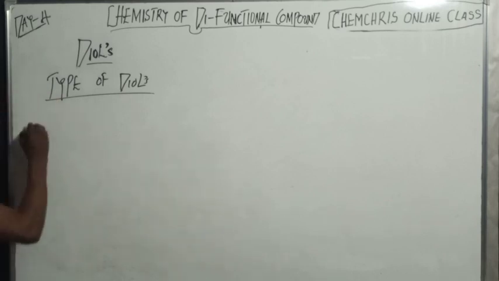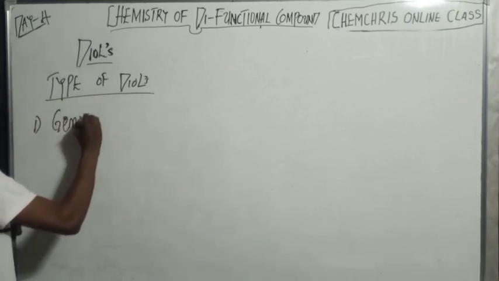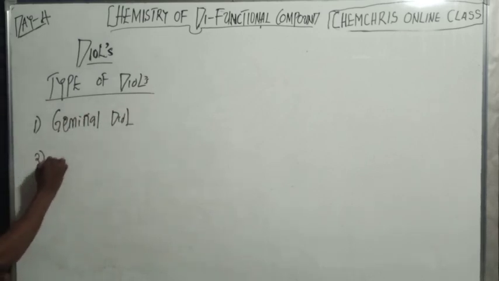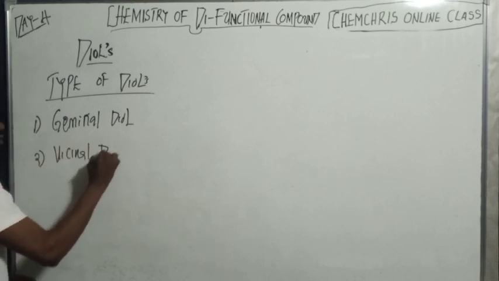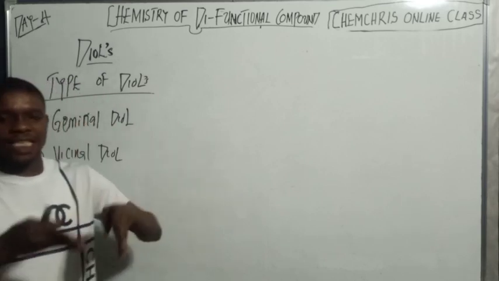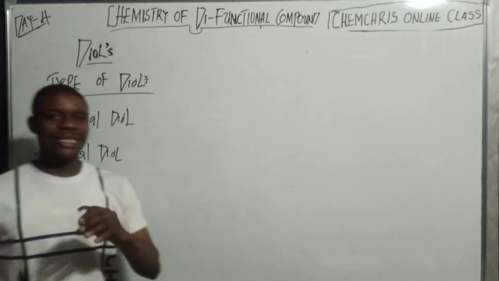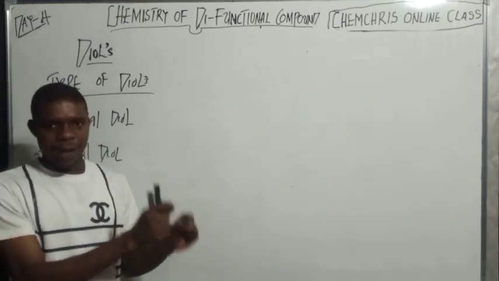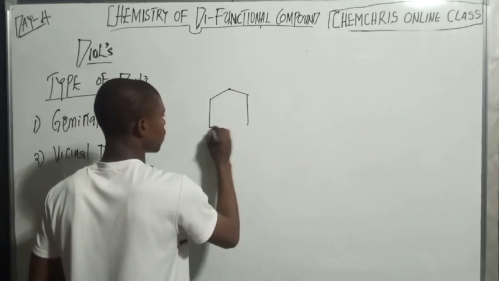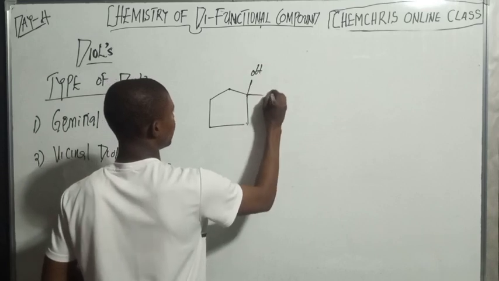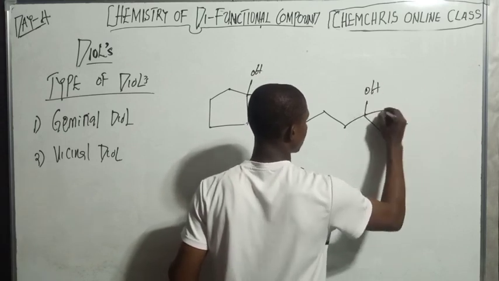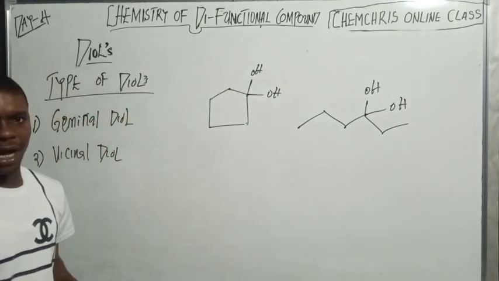We have number one, geminal diol. Number two, vicinal diol. So now, what do you understand by geminal diol? The word geminal means at the same point. So in geminal diol, the two OH are attached to the same carbon atom in the molecule. Do you understand? For example, if I have something like this, OH, OH, they are called geminal diol.